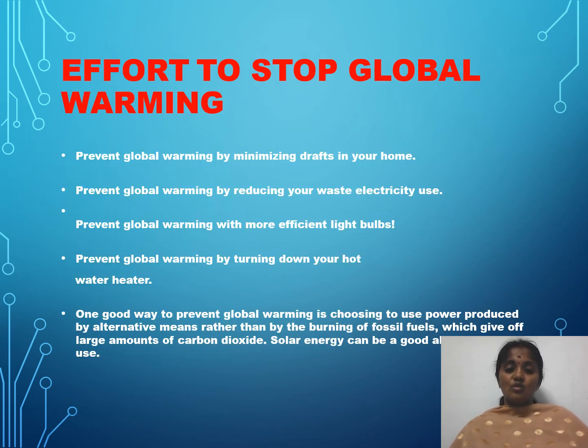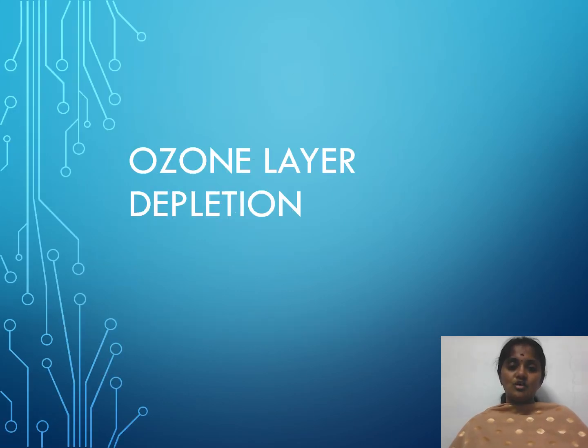Efforts to stop global warming. We can stop global warming by following different methods like the 3 R's: reduce, reuse, recycle, then by minimizing drafts in our home, reducing our electricity usage, using more efficient light bulbs, turning down our water heaters, and using renewable energy sources. One good way to prevent global warming is choosing to use power produced by alternative means rather than by burning fossil fuels, which give out large amounts of carbon dioxide. So we can use solar energy, wind energy, geothermal, hydro, etc.